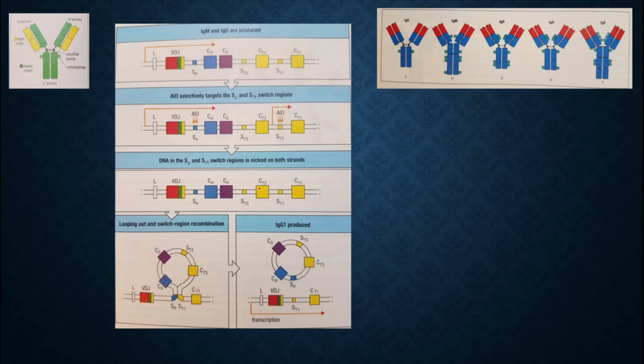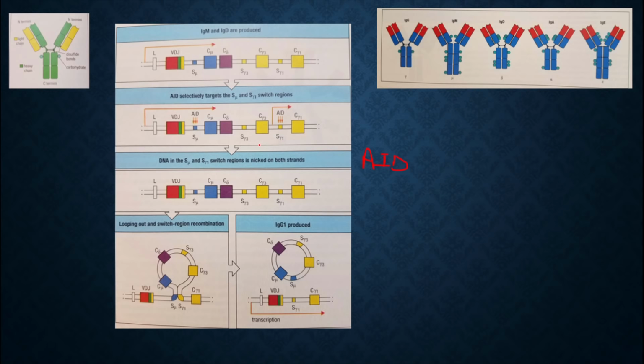So there's an additional component which is called class switching. This is how we get all of our 5 different antibodies. They have to undergo class switching. This is done by the AID protein. What that does is it adds nicks into the genome between sections of the constant region.